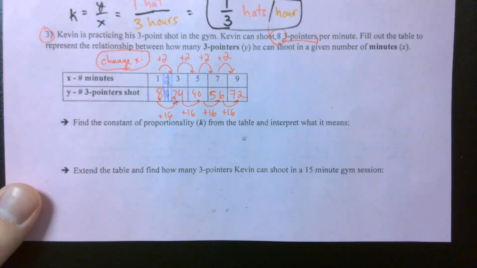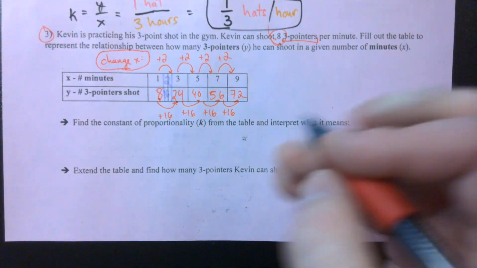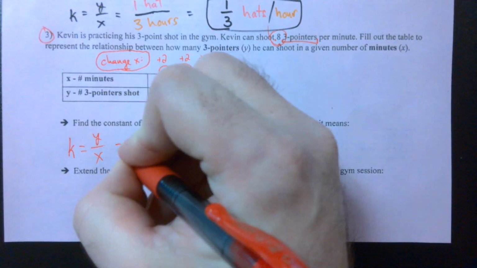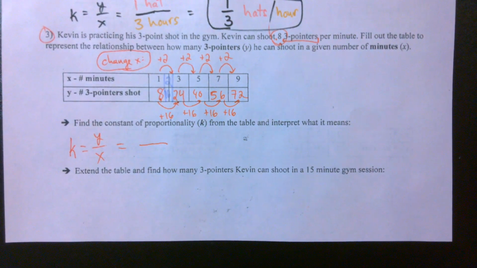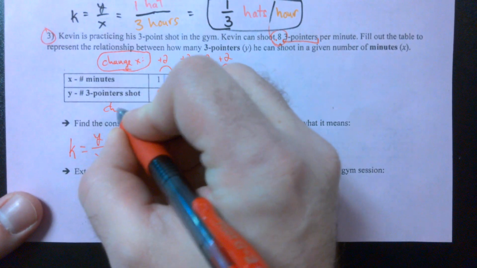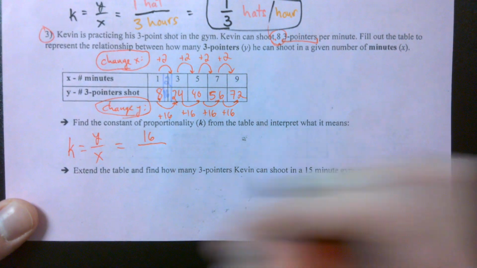Great. Well, now I got to find the constant of proportionality, or K. What's my formula for finding K? We said it in the warm-up. There's a catchy way to remember it. K equals Y over X. What's my change in Y from the table? 16. What's my change in X?